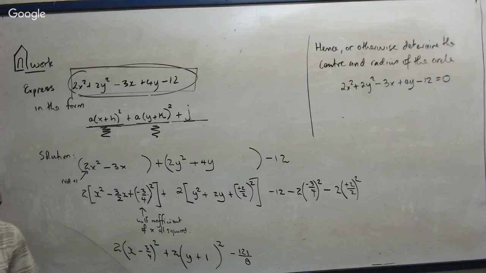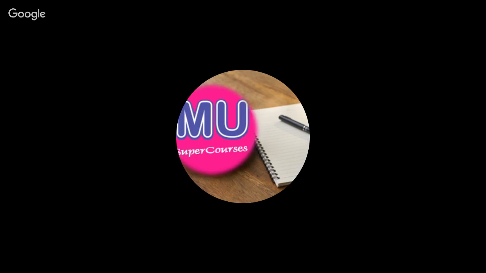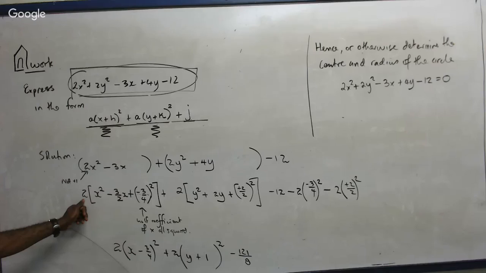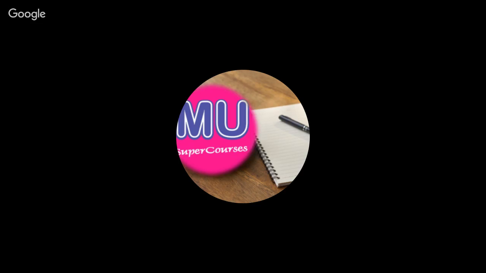Then I said, hey, how do I really complete the square of these two brackets? Well, in order to complete the square, you would realize that I need to have the coefficient of x squared to be 1. But be careful. If I factor the 2 out of this x squared, I need to factor it out of all of that bracket.